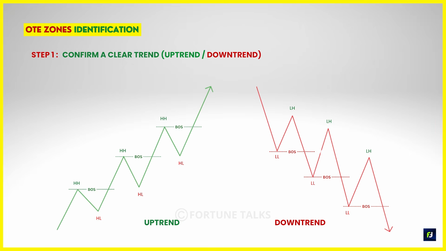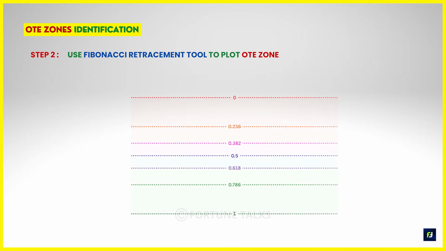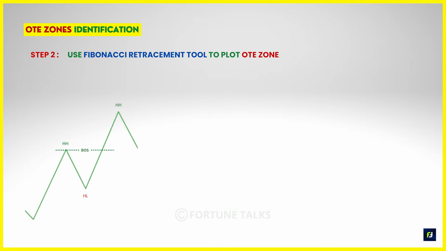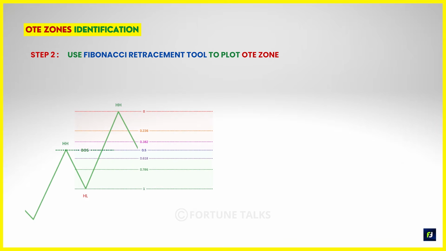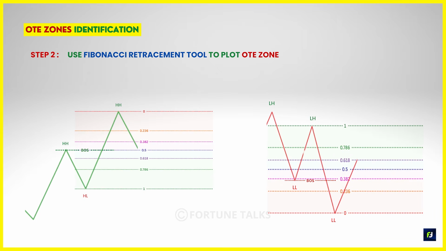Now, once you have a confirmed trend, the second step involves using the Fibonacci retracement tool. You need to overlay the Fibonacci retracement levels on the price chart, spanning across the recent swing points. I hope you know how to use the Fibonacci retracement tool correctly. For instance, if you are plotting Fibonacci levels on a bullish swing leg, then you need to start from the recent swing low and proceed to the recent swing high. On the opposite, for a bearish swing leg, you need to start plotting the Fibonacci retracement levels from the recent swing high and then move to the swing low.